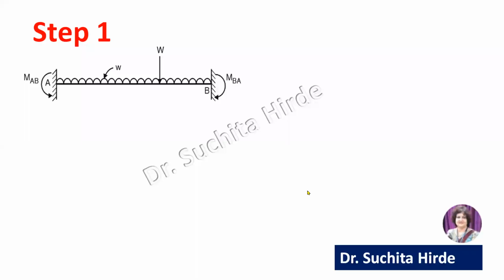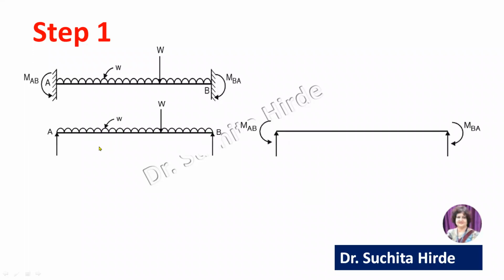So whatever beam is given to you, in step number 1, first of all, you have to divide this beam into 2 parts. First is the beam with only loads, that is vertical loads, and the second beam is subjected to only fixed end moments. So we split up the given beam into 2 parts, with load and with moment. This is step number 1.